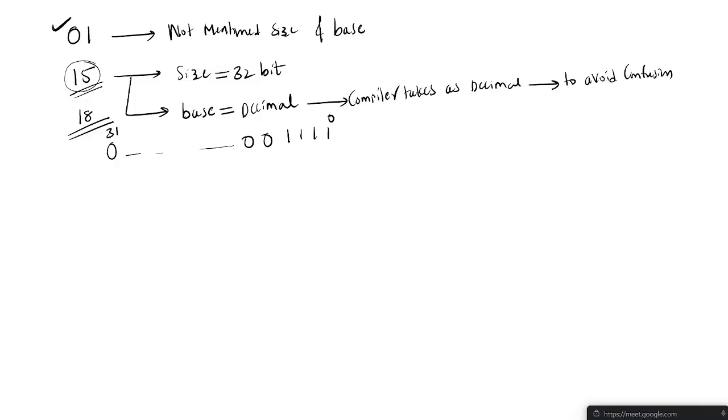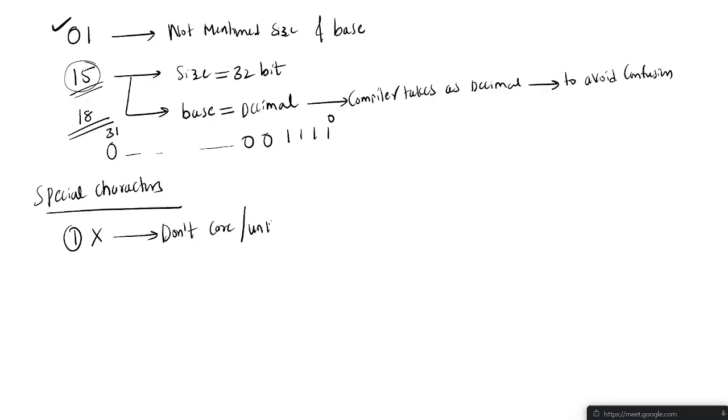Next you have special characters. You have X. X is invalid or don't care. In digital we already saw this, no? Don't care or unknown value. So what is the value of don't care? You can take it as 0 or 1.